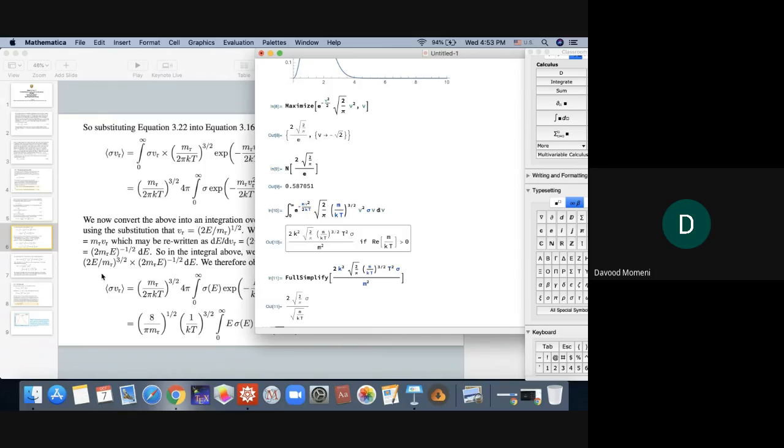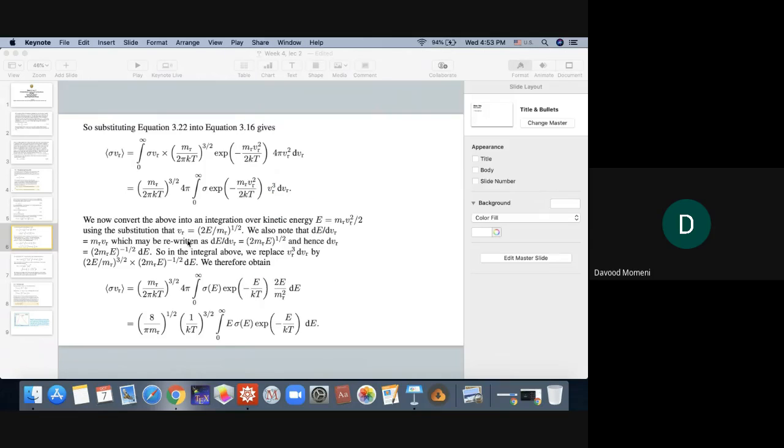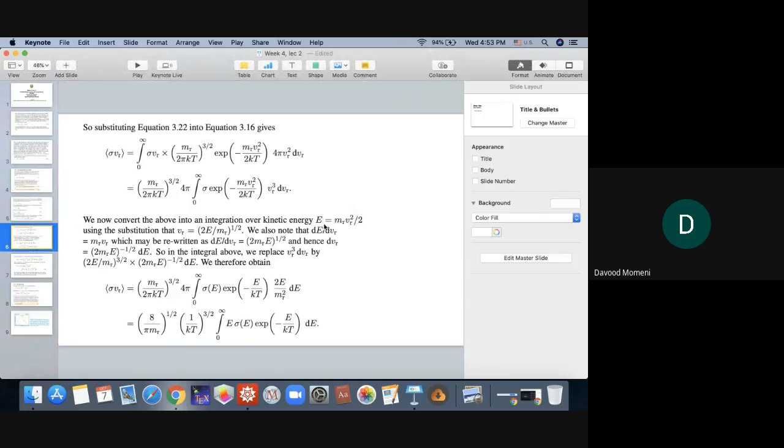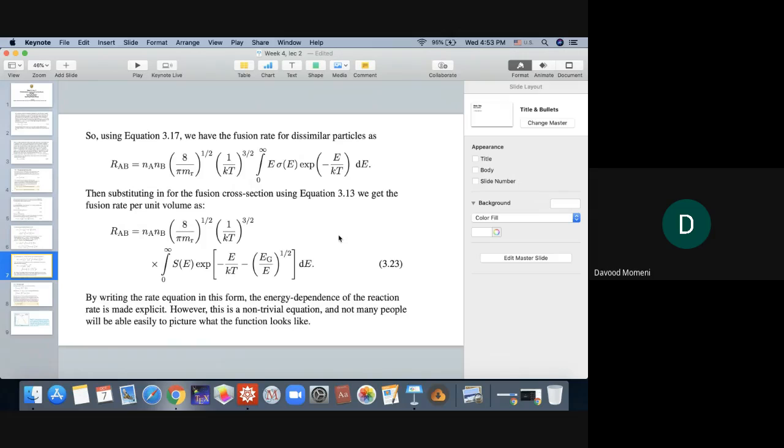Another technique is that you change the variable from v to energy. If you know that the particle has just kinetic energy, mv squared over 2, then instead of the velocity, you write the root of 2E over m. Then dv will be changed to dE, as you know. Should I repeat that? Because you know this is from calculus. This integral can be written in terms of the integral over E, and you will get the same results. All right, and if you substitute that, then you will get the expression for the fusion rate.